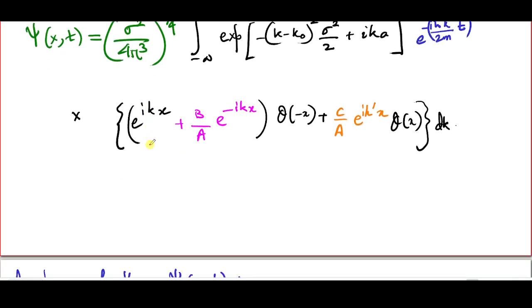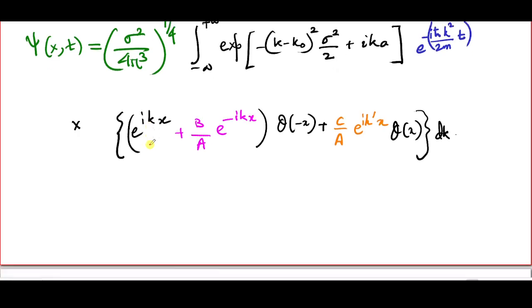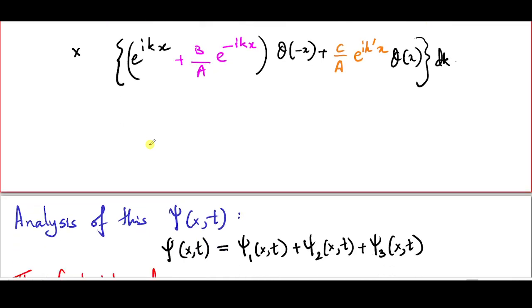Now we need to take a look at the three integrals which we have here of psi, the wave function at time t, separately and try to interpret each one of them. So psi x t is of course psi 1 plus psi 2 plus psi 3, and let's look at these things one by one.